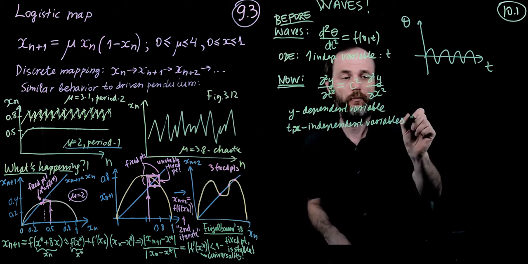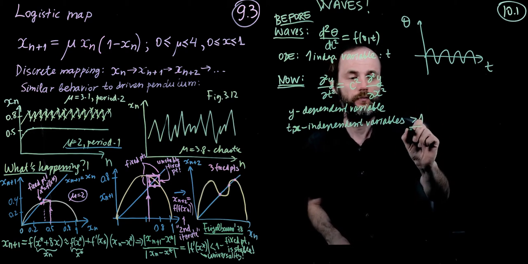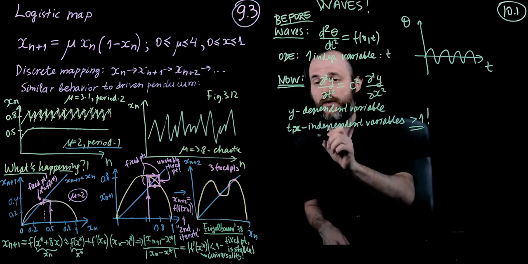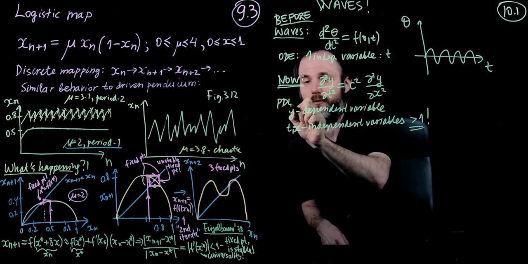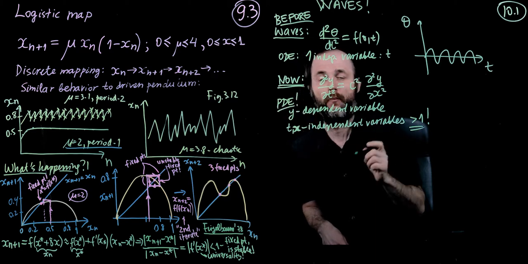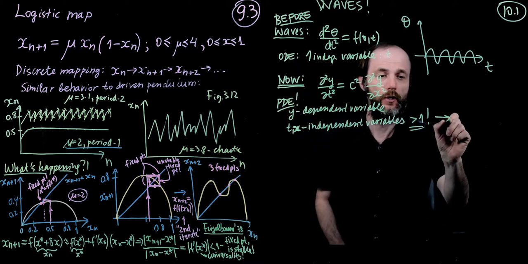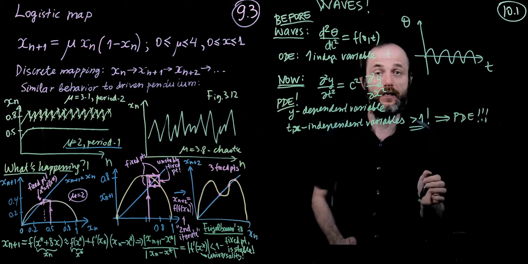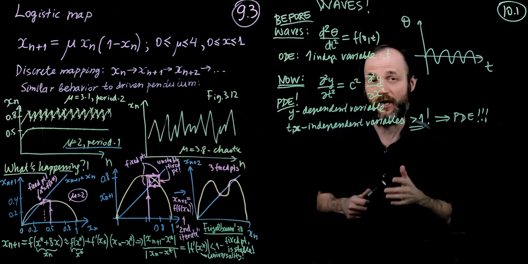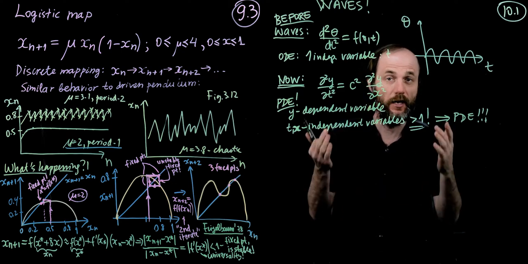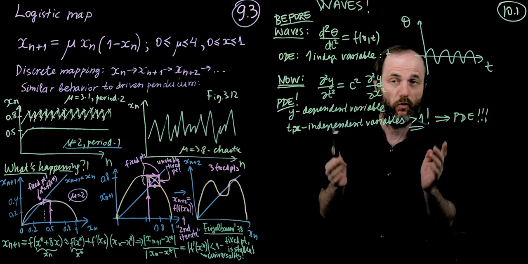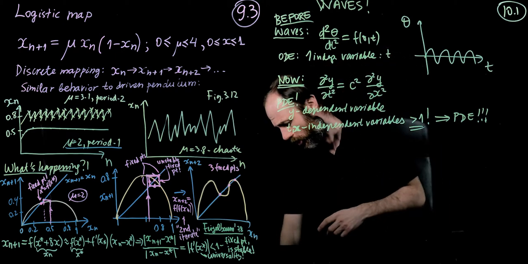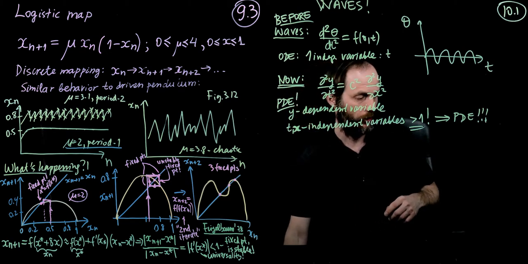And because there is more than one independent variable, that means that we're dealing with a PDE, a partial differential equation. And that's what we're going to be solving. Perhaps you heard about them and they sounded scary, but we will demystify them right here and now. So let us focus on the case of a string.